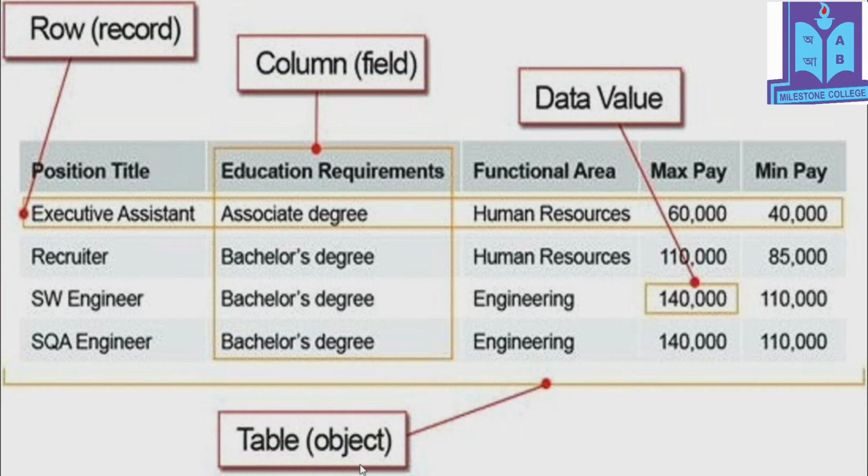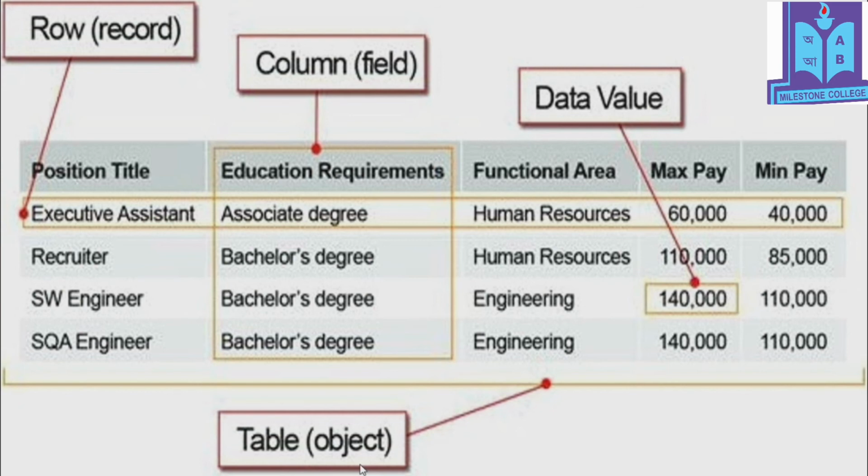So this one is a data table. This table consists of a lot of information of a company like position title, educational requirements, functional area, maximum pay, minimum pay, a lot of information we'll see. So in this picture you will see I have already marked it. The executive assistant, associate degree is the educational requirement, and the human resources department is the functional area he works in, and maximum pay is 60,000 and minimum pay is 40,000. So this whole row consists of a full record.